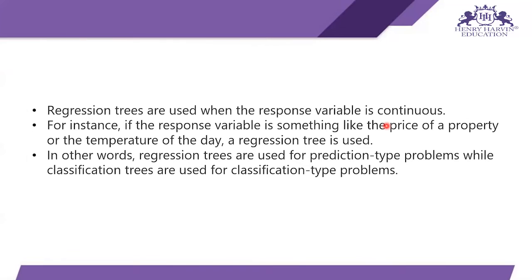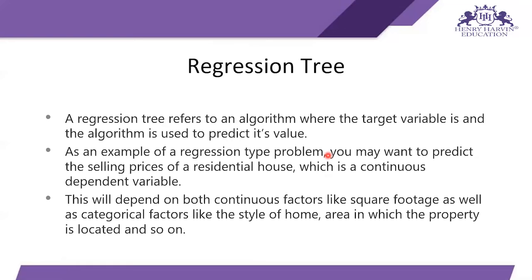So regression trees are used when the response variable is continuous. For instance, if the response variable is something smooth, like the price of a property or the temperature of the day, a regression tree is used. In other words, regression trees are used for prediction type problems, while classification trees are used for classification type problems. So that's about regression trees, where and how we can use them.